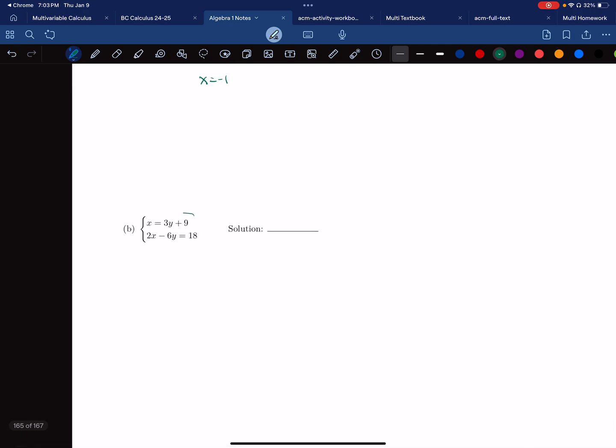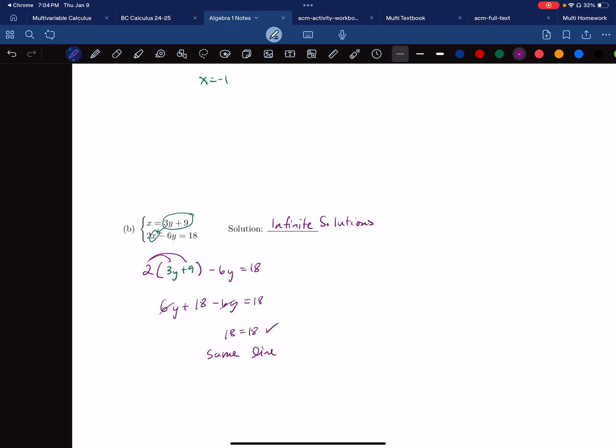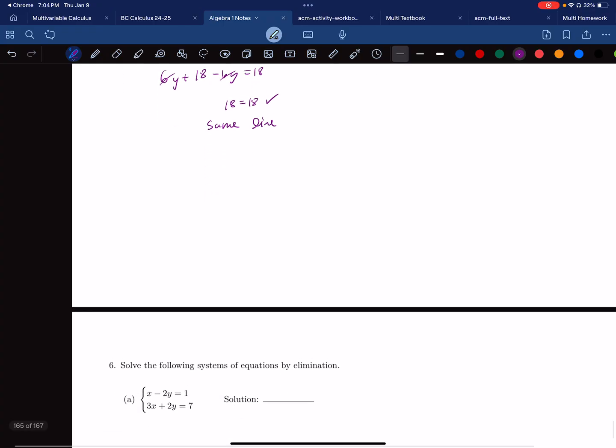Here again, also using substitution, but this time I'm going to plug in 4x. So then I'll have 2 times 3y plus 9. Oh, we're changing colors on you. Minus 6y is equal to 18. Okay, well, I distribute that 2. I get 6y plus 18 minus 6y equals 18. Well, the 6y's subtract and they get 0, and you get 18 is equal to 18. Well, that's a true statement. So I know that these are going to be the same line. And so we're going to have an infinite number of solutions, because they're going to cross everywhere on the line because they're the same line.